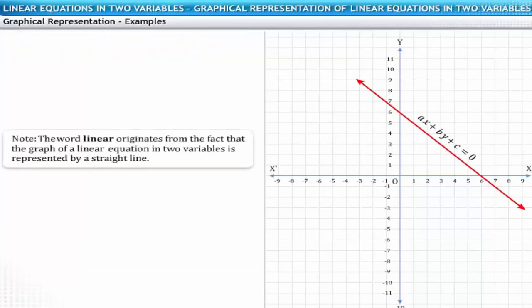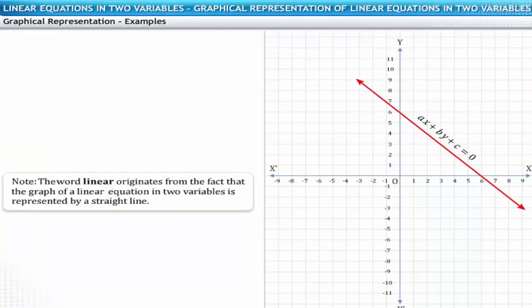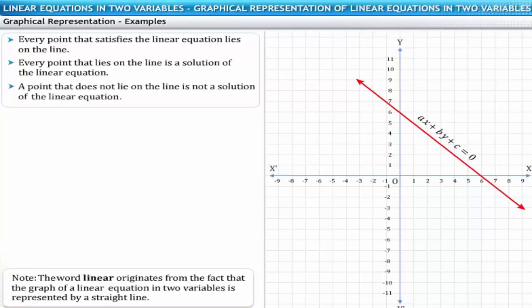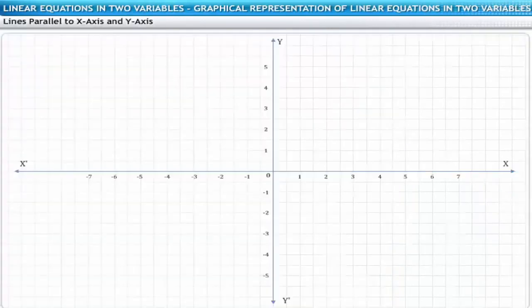The word linear originates from the fact that the graph of a linear equation in two variables is represented by a straight line. Every point that satisfies the linear equation lies on the line. Every point that lies on the line is the solution of the linear equation, and a point that does not lie on the line is not a solution of the linear equation.